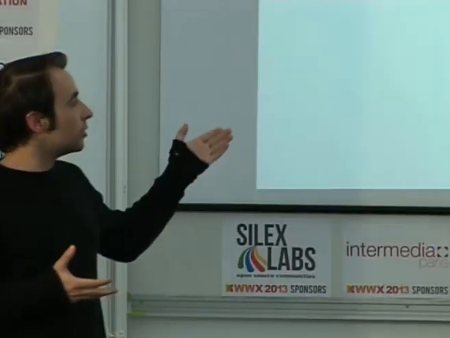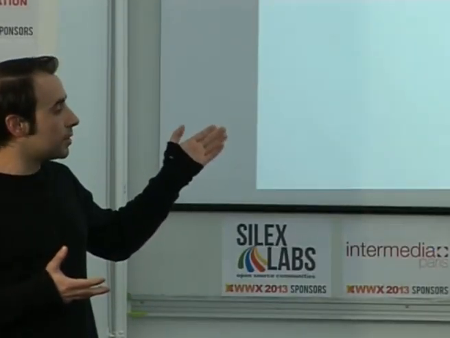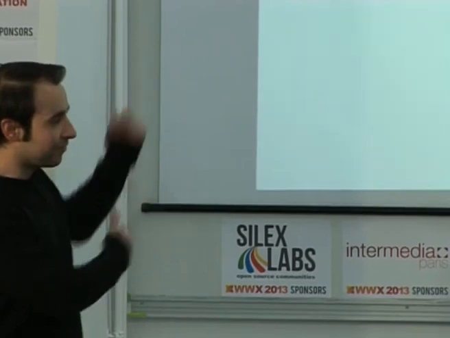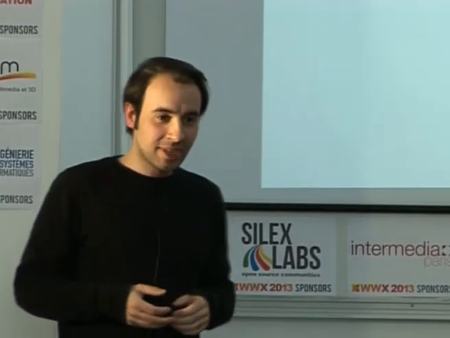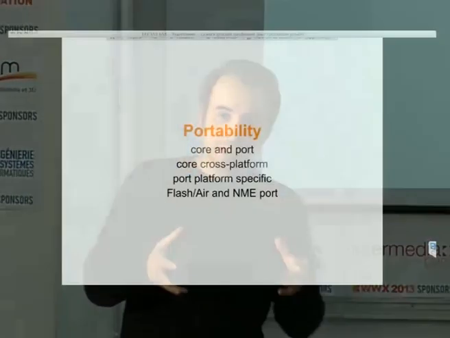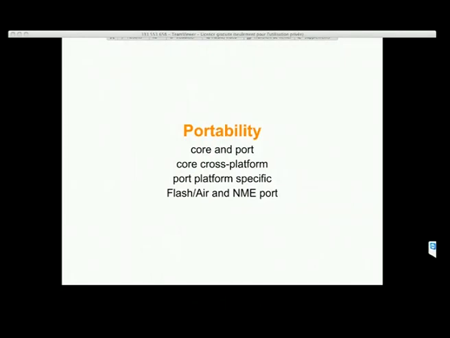So for now, the ports we added are the Flash, AIR, and Neko ports. And what it means, let me take an example. Let's say you've got a div in your document which you want to render. The div is 100 pixels in width and height.